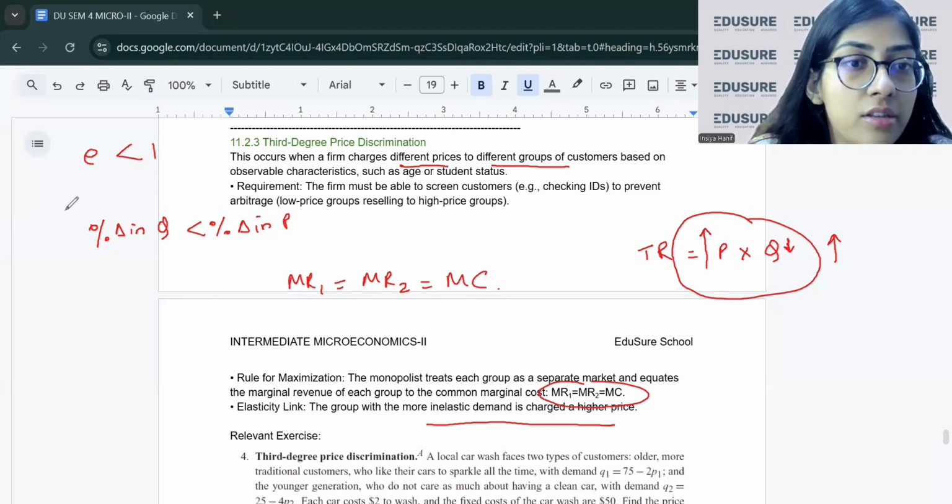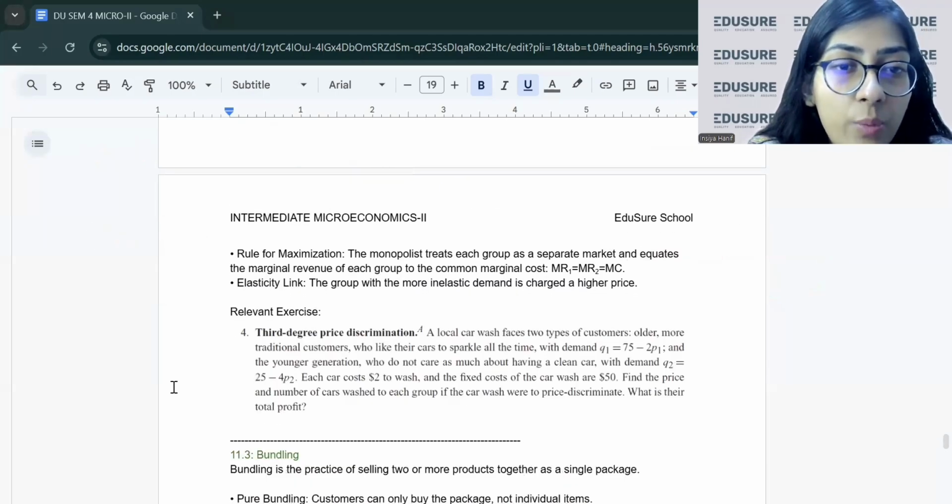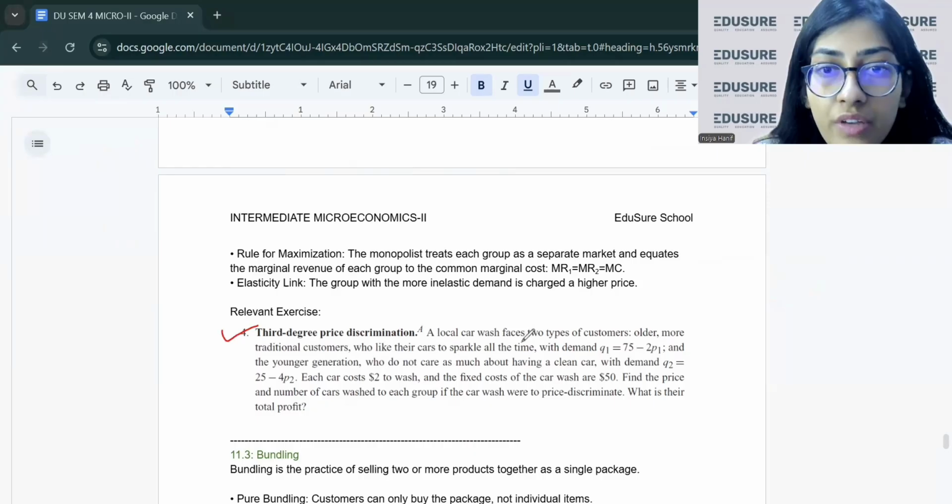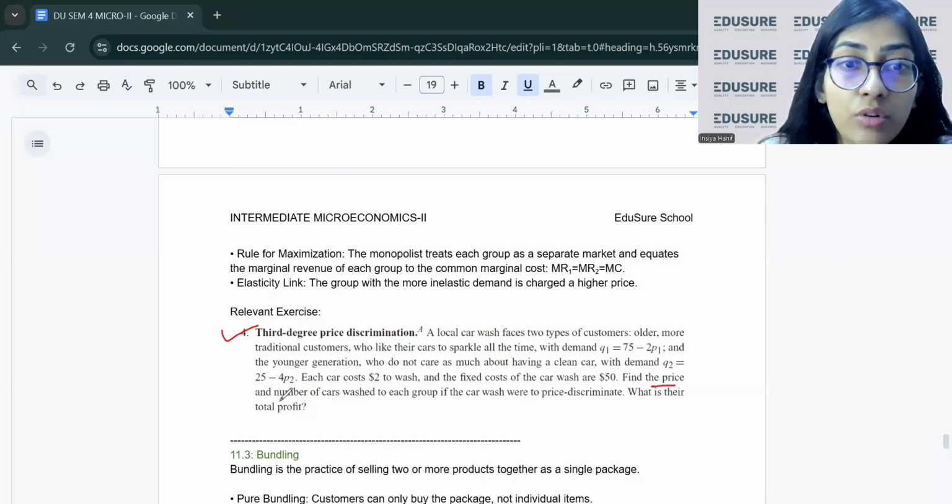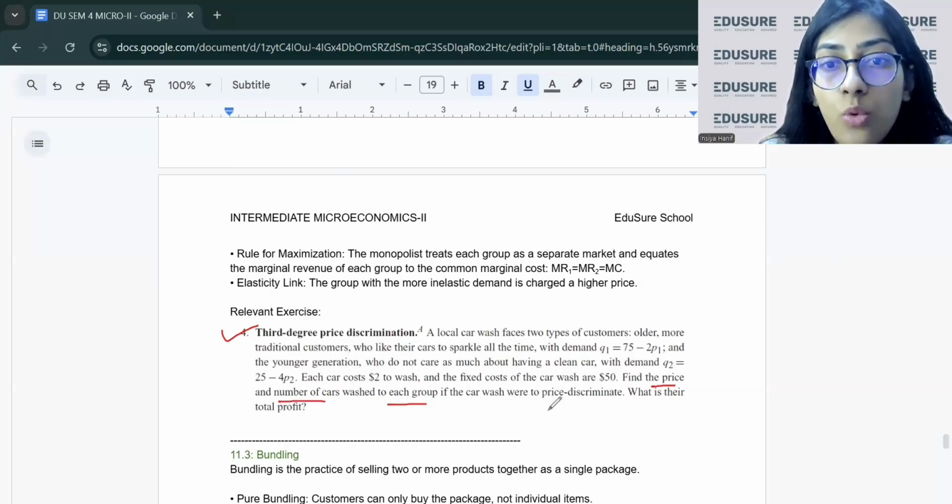Okay, so now let's solve a question from the back questions. This is the relevant exercise. Question number 4. A local car wash faces two types of customers: older, more traditional customers who like their cars to sparkle all the time, with demand this, and the younger generation who do not care as much about having a clean car, with demand this. Each car costs $2 to wash and the fixed cost of the car wash is $50. Find the price and the number of cars washed for each group if the car wash were to price discriminate. What is their total profit?